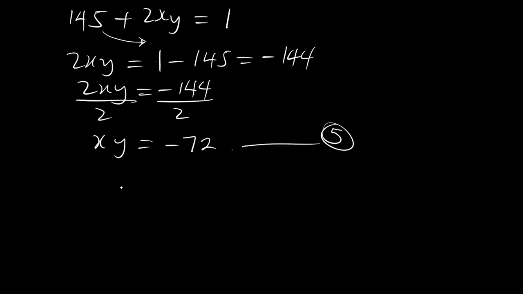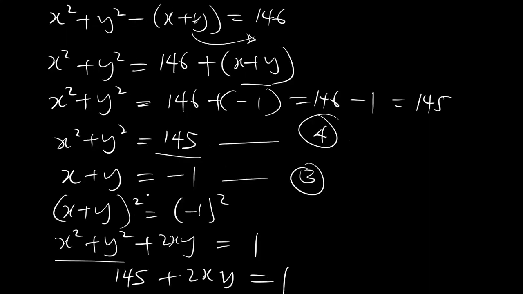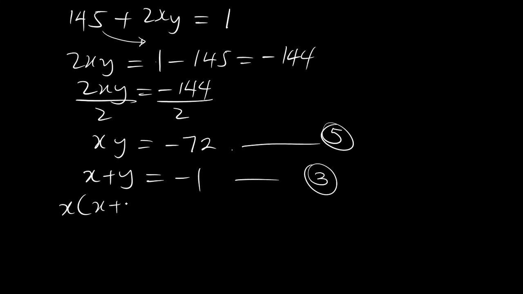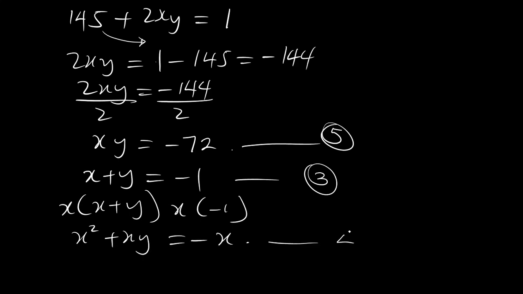Now, since we've gotten equation 5, when you look at equation 3 again, x plus y is equal to minus 1. This is equation 3. So multiplying both sides of equation 3 with x, you have x times (x plus y) equals x times minus 1. So when you open up this bracket, you have x squared plus xy equal to minus x. So let's call this equation 6.